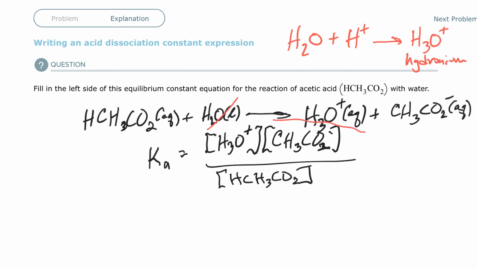So this is K sub A equals the concentration of hydronium, the concentration of all of the products over all of the reactants. Okay, need practice doing this, I think, but we'll do it in class together.